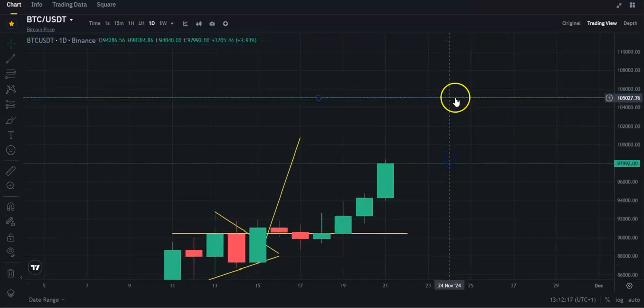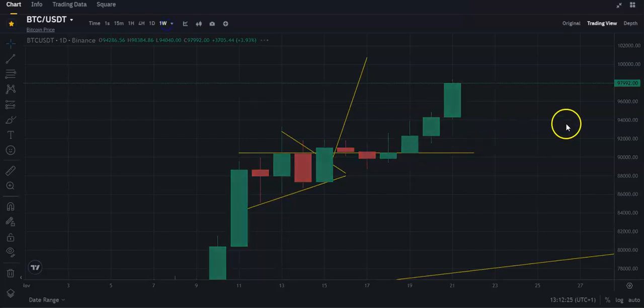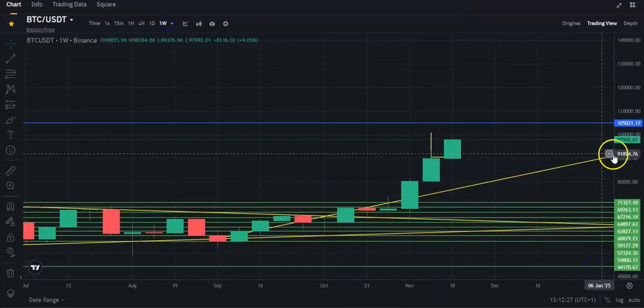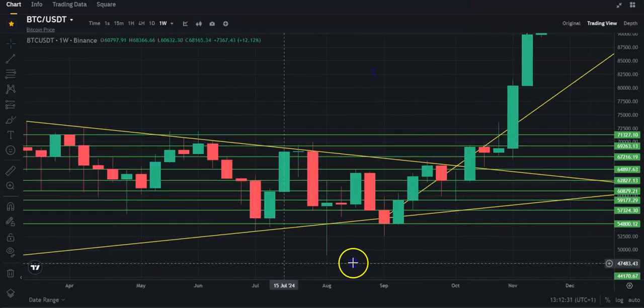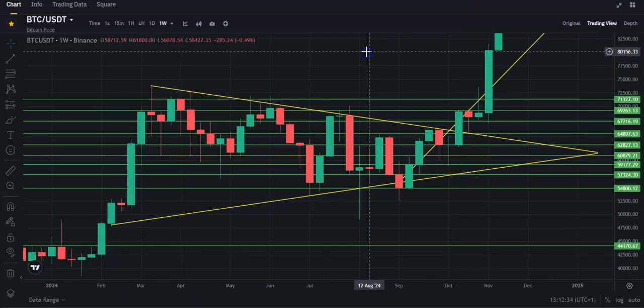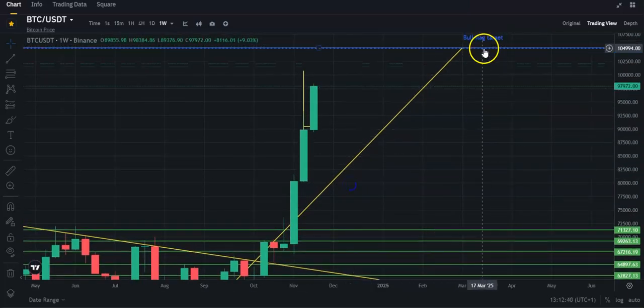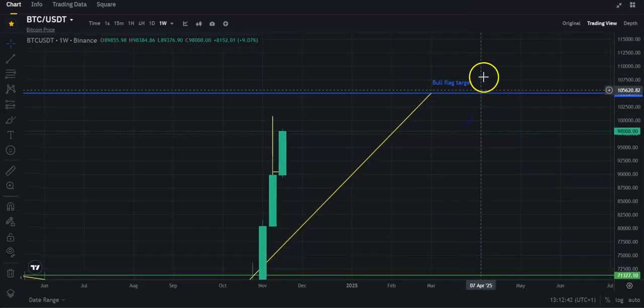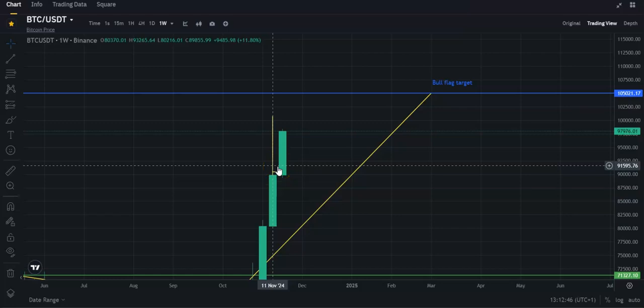And guys, the target for the big bull flag that we created over 7 months, the target is about $105,000, guys. So let me put this on a weekly time frame. It'll be a little bit quicker and easier to show you. So basically, if you remember this consolidation that we had for like 6 or 7 months, we broke out to the upside. Well, guys, that target is $105,000. So you can see that bull flag target. So like I said, short-term target 100,700.